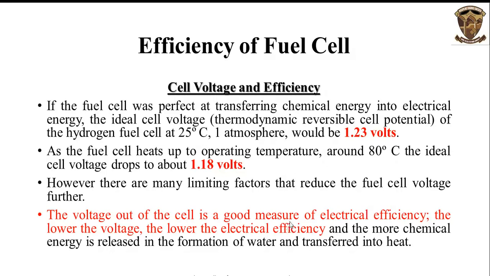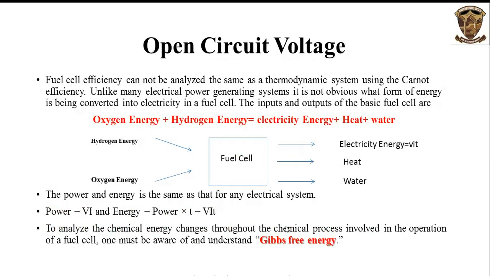The voltage out of the cell is a good measure of electrical efficiency. The lower the voltage, the lower the electrical efficiency, and vice versa. And the more chemical energy is released in formation of water and transferred into heat. Fuel cell efficiency can now be analyzed the same as a thermodynamic system using the Carnot efficiency.